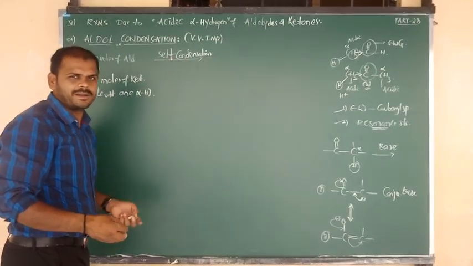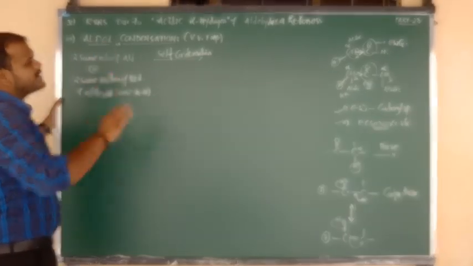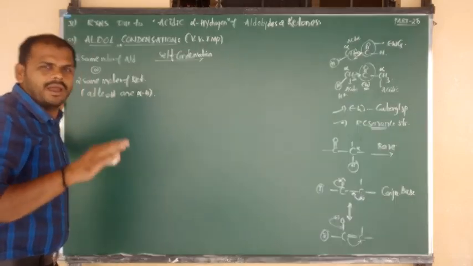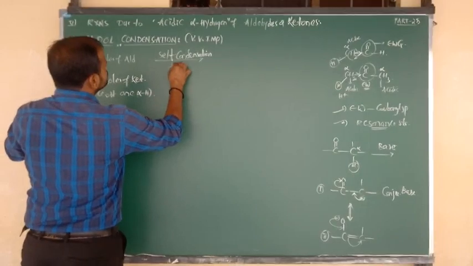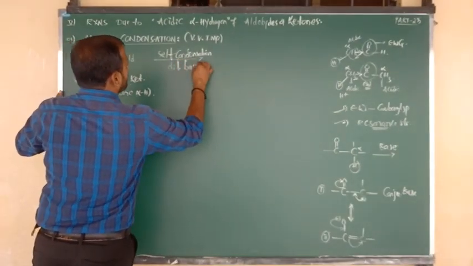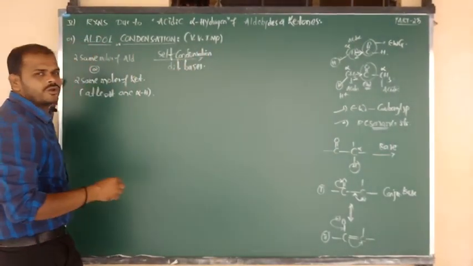Self condensation will take place. So aldol condensation is nothing but self condensation. It takes place in the presence of bases only. So here I am going to consider dilute bases. What are the bases we have to consider?